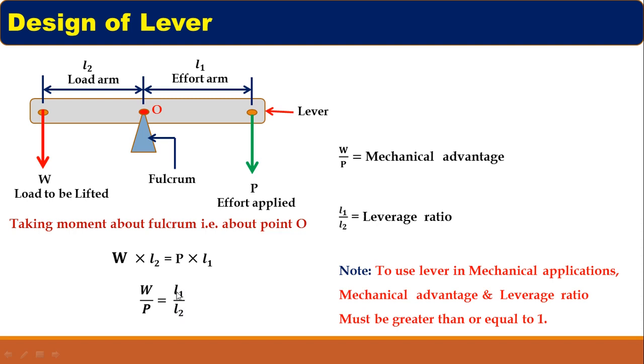So if L1 is equal to L2, or if L1 is greater than L2, then in such cases we can use this lever in mechanical applications. But in certain cases, when L1 is smaller than L2, this ratio of mechanical advantage will be less than 1. In such cases we cannot use this lever in mechanical applications.